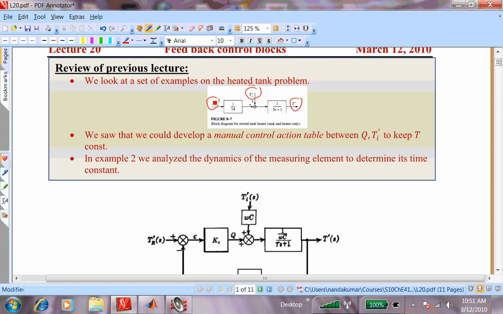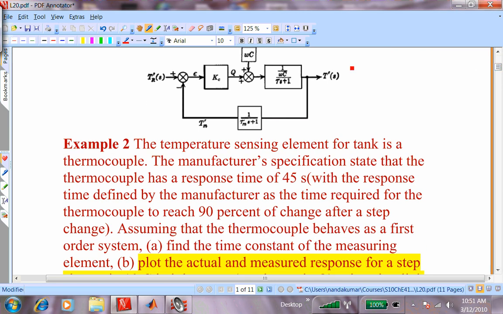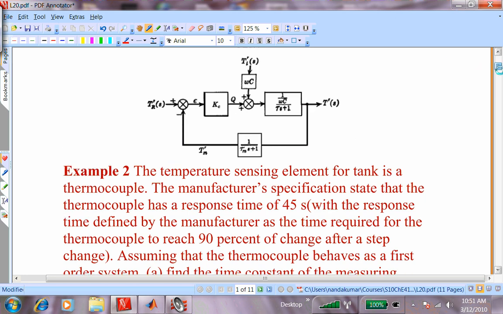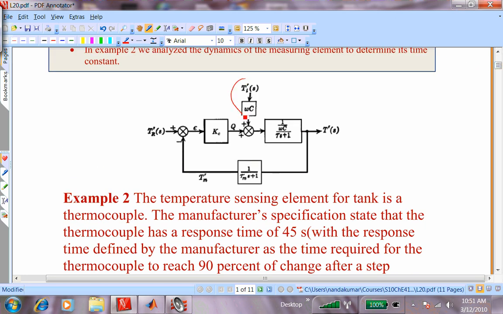But right now, all you're saying is you can develop a table or a chart which tells a manual operator how to adjust Q for a given change in Ti. If you know that the inlet temperature is going to change, then you can take corrective action beforehand in order to keep the outlet temperature constant. Then we saw the next problem, which is focusing on the measurement unit alone. So we are focusing on this part of the process.